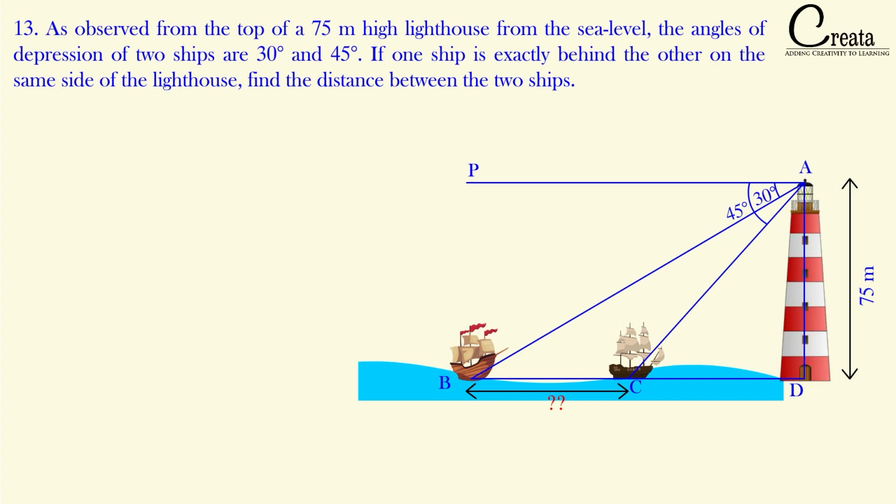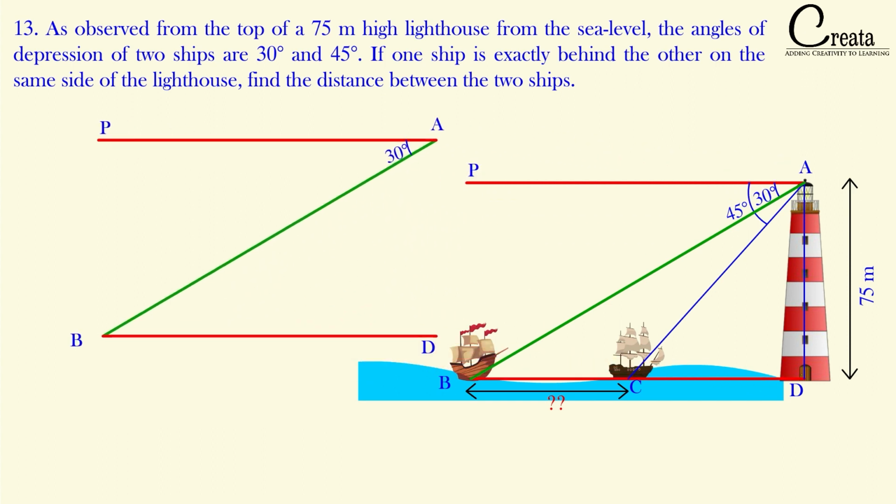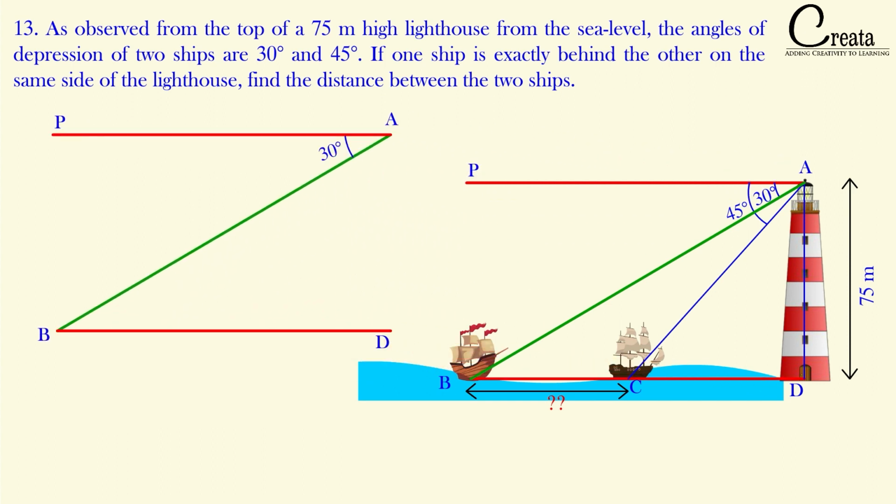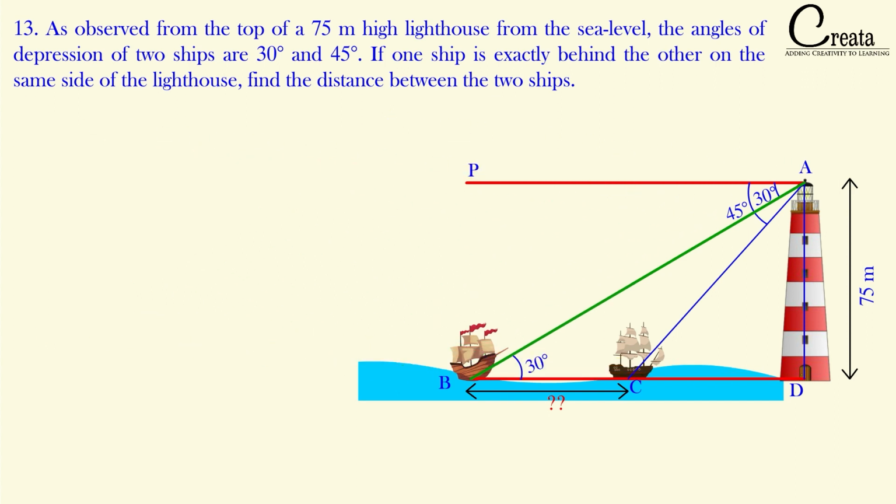Let's see. Here can we say BD and AP both are parallel to each other? BD and AP are both horizontal lines, so they will be parallel to each other. And can we say AB is the transversal? Let's take these three line segments out of the figure. Here AP and BD are parallel to each other and AB is the transversal. And in case of a transversal, the alternate angles are equal. So these two angles will be equal to each other. This angle is 30 degrees, so this angle will also be equal to 30 degrees. This is the simple concept of transversals we have used.